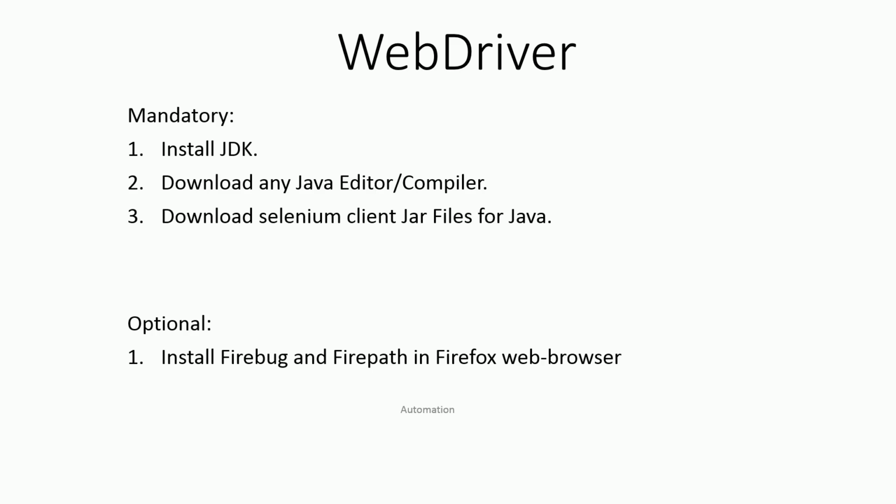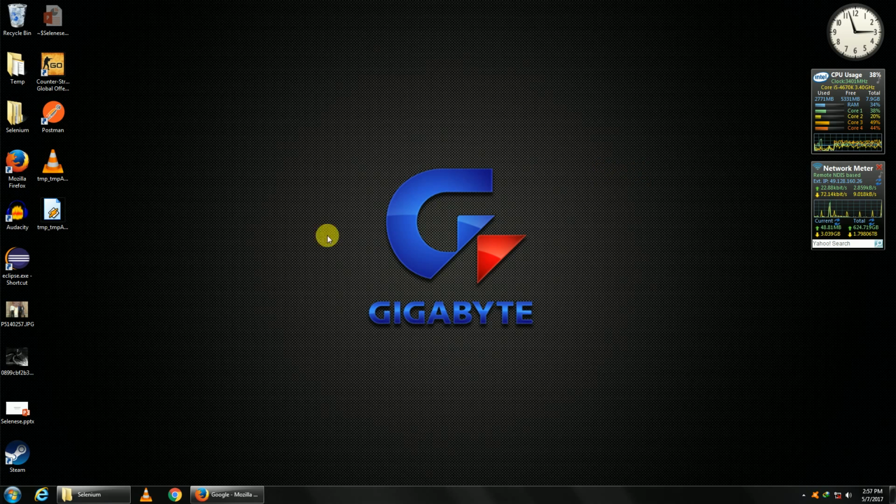Next step is to use an editor. An editor is something in which we will write our Java code. In our series, we'll be using Eclipse as our editor. You are free to choose any editor in which you are comfortable. I have no problem. The third step is to download our Selenium files and make a Java project and integrate these files into our project. So let's go ahead and start our three-step process.